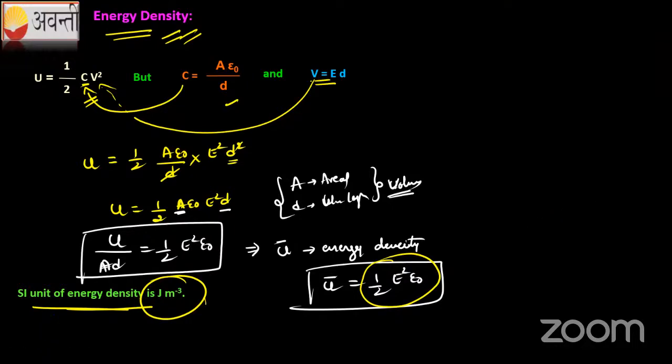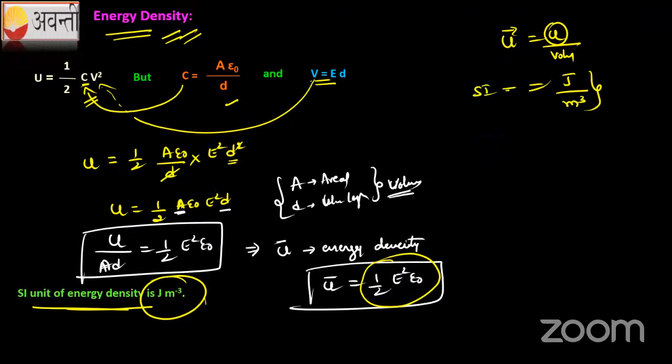Force into charge. What is ε₀? Like that you will start to think. No need to think like that. Energy density is nothing but energy per unit volume. Correct? The SI unit for energy is joule. The SI unit for volume is meter cube. This is the SI unit of energy density.